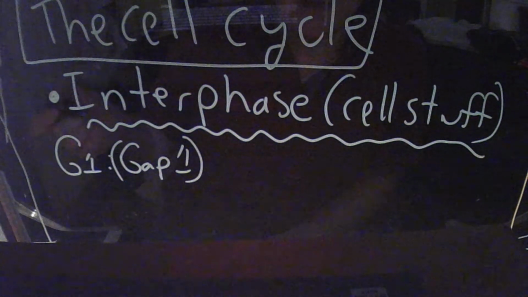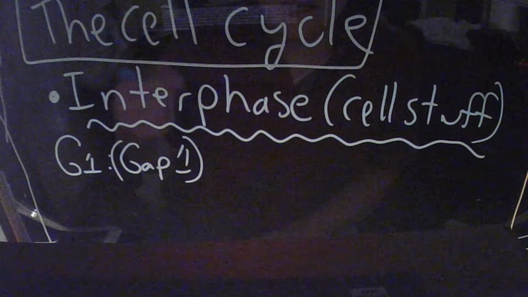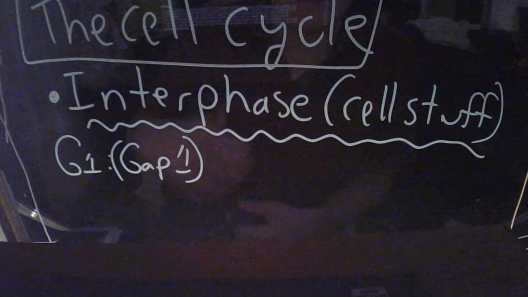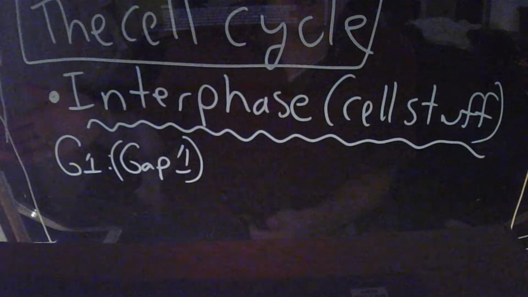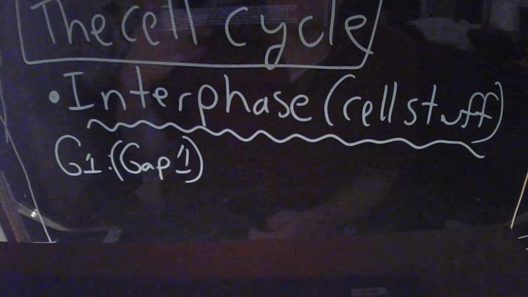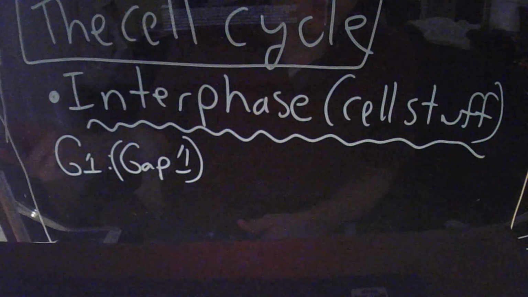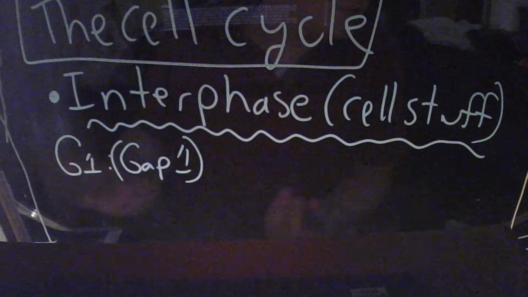And in gap 1, basically your cell is getting ready to replicate. It is building up enough of those nucleotides and phosphates so that it can replicate its DNA, which we're going to talk about in just a moment here. And it is getting ready to duplicate DNA so that it can split. Remember, you need to have 2 copies of DNA in order to have 2 different cells.